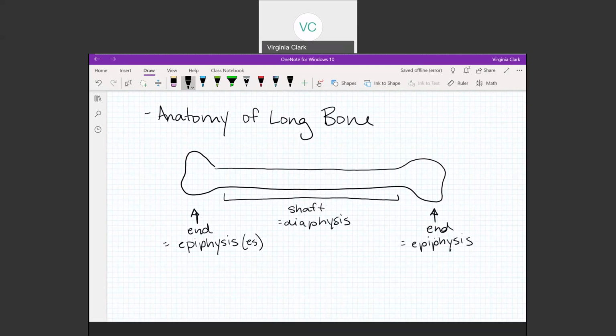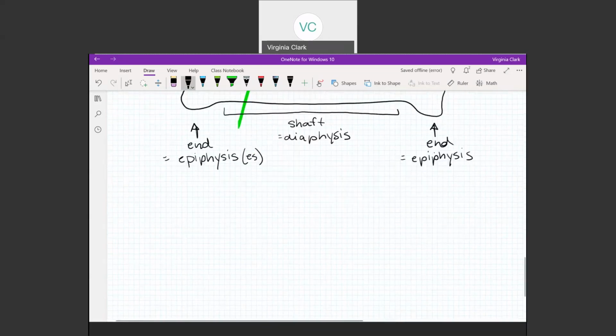Okay, so that was the gross anatomy, just briefly. Now if we were to take this and do a section right there, what we're going to look at is not the gross anatomy, I apologize, but the microscopic anatomy of a long bone.